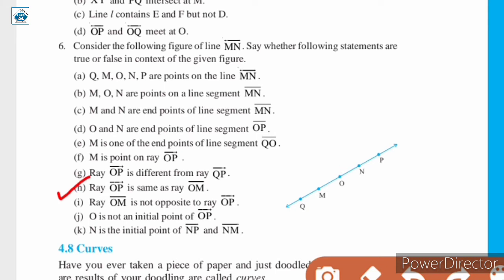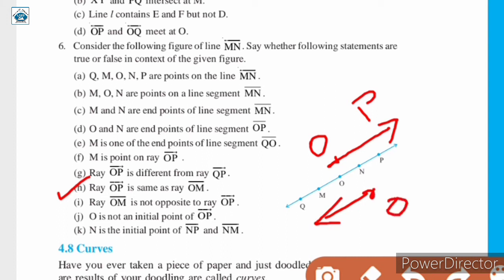Next, ray OP is same as ray OM. Here this is ray OP. Here the initial point, that is the starting point of ray OP is O and it goes in this direction. Here this is ray OM. The starting point is O but this goes in the opposite direction as OP. Therefore these are different rays. These are opposite rays. Here OP and OM are opposite rays. Therefore this statement is false.